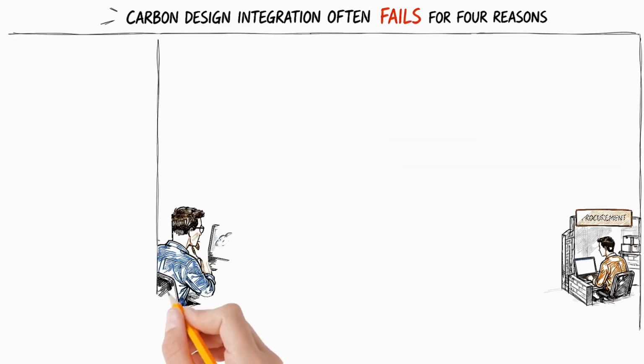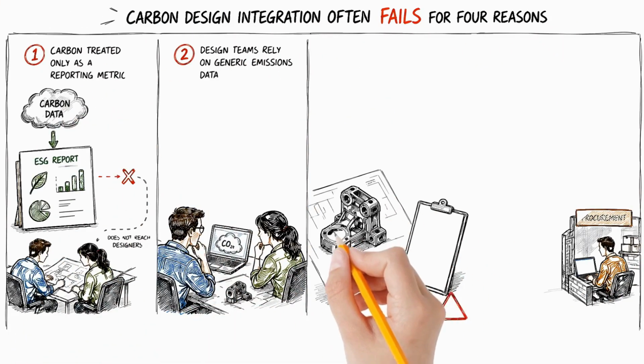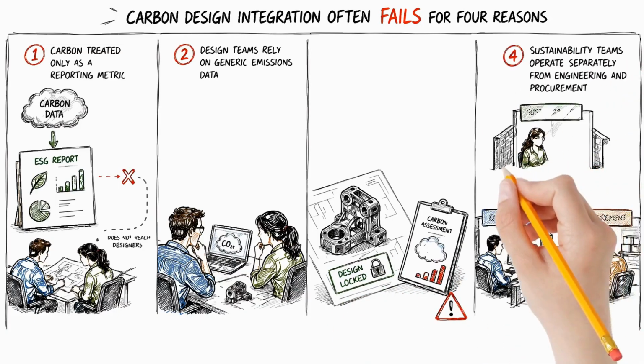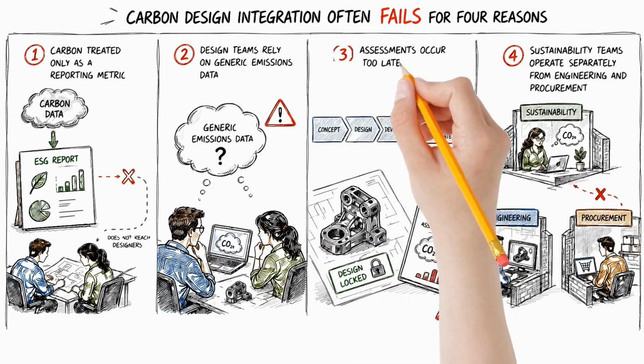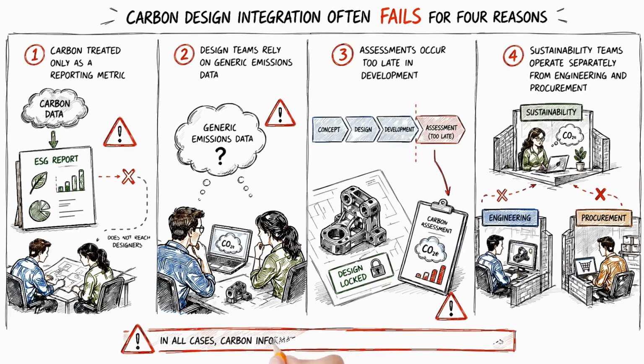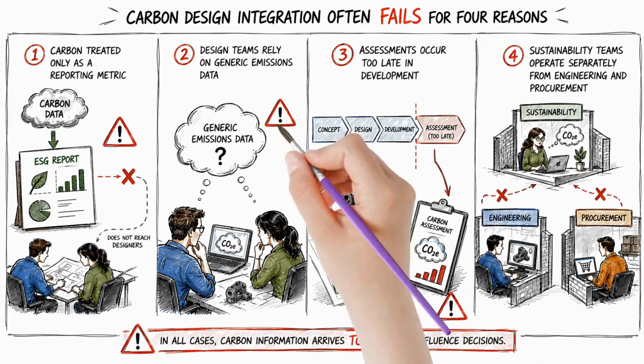Carbon design integration often fails for 4 reasons. Carbon is treated only as a reporting metric, design teams rely on generic emissions data, assessments occur too late in development, or sustainability teams operate separately from engineering and procurement. In all cases, carbon information arrives too late to influence decisions.